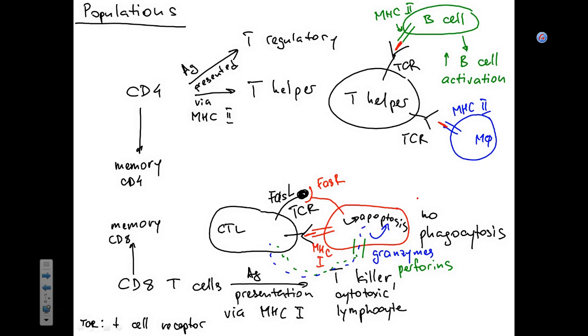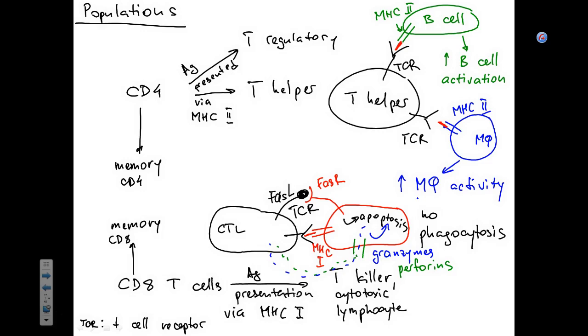phagocytose things. So T helper cell, by this interaction between T cell receptor and MHC2 on the macrophage, will increase macrophage activity. Does that make sense?